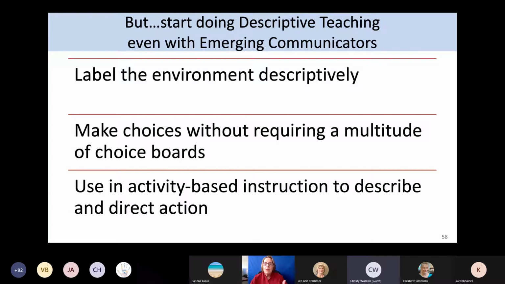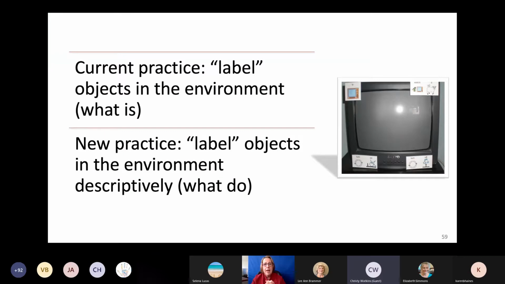And I'm going to show you how we could start doing descriptive teaching as a strategy when we label the environment descriptively, because environmental labeling is something we frequently do in practice in classrooms, sometimes in parents' homes. We make choices, choice making, a big task we do with emerging communicators. We can do descriptive teaching with choice making, and we can do it in activity-based instruction to describe and direct action. So let me show you what I mean by that.